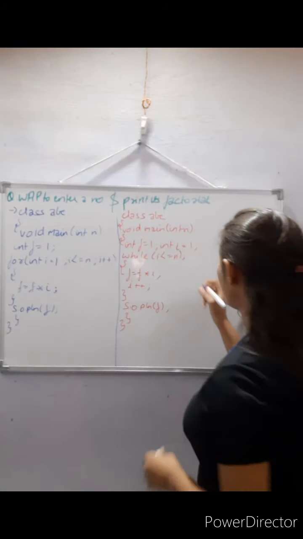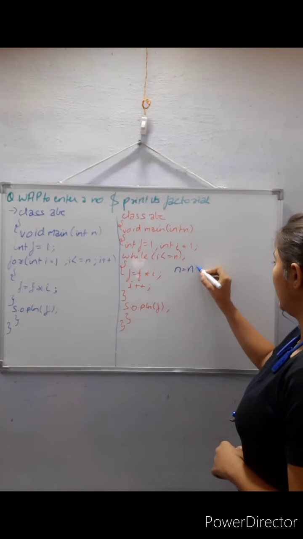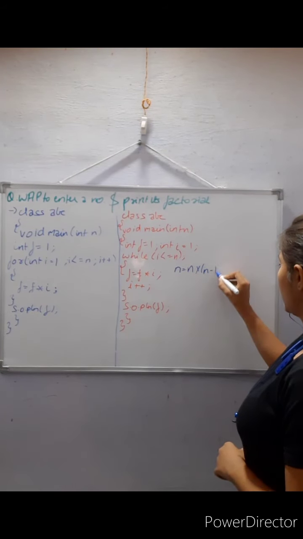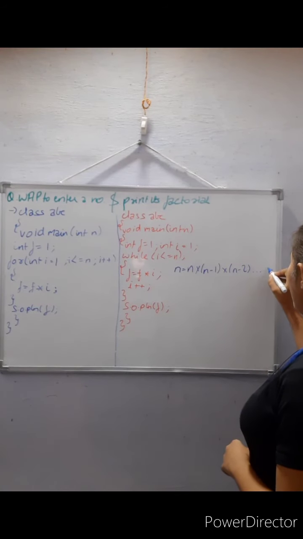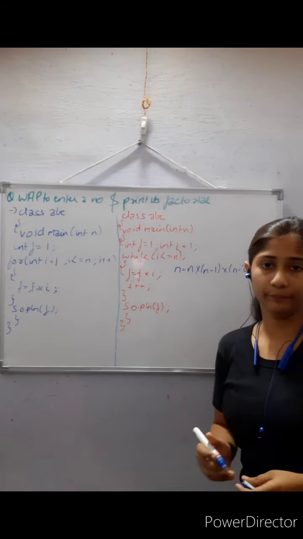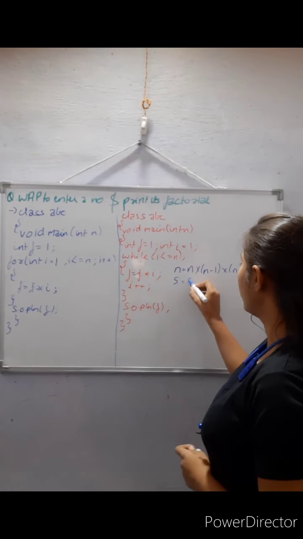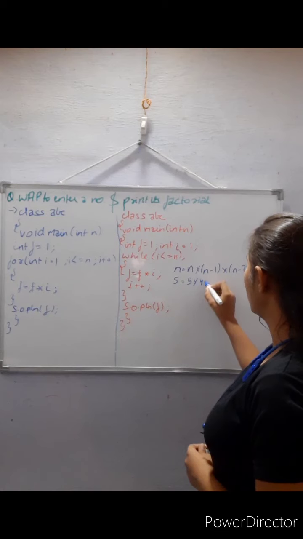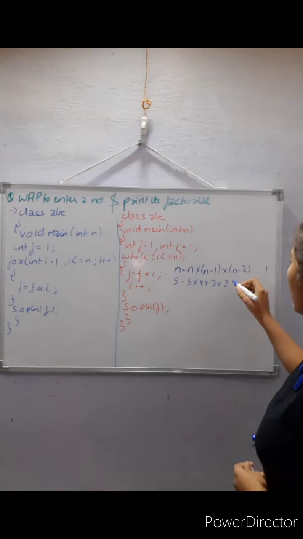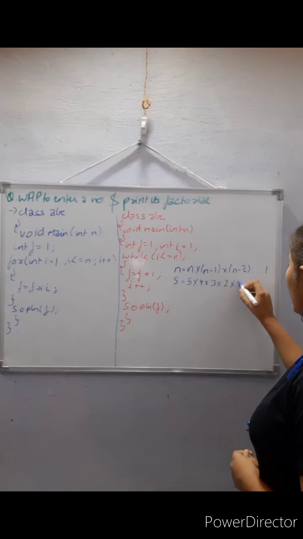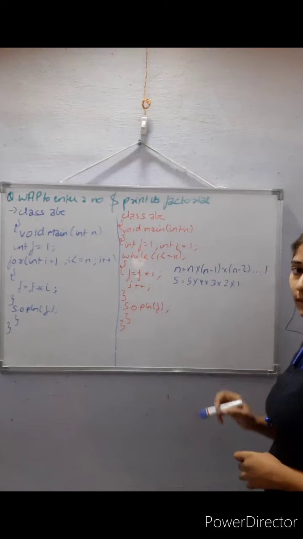So suppose we want to take out the factorial of number n, we can take it out by n into n minus 1 into n minus 2 till this becomes 1. Okay, so for example we want to take it of number 5, it will be 5 into 5 minus 1, 4 into 5 minus 2, 3 into 5 minus 3, 2 into 5 minus 4, 1. So when it will come to 1, we will stop running this thing.